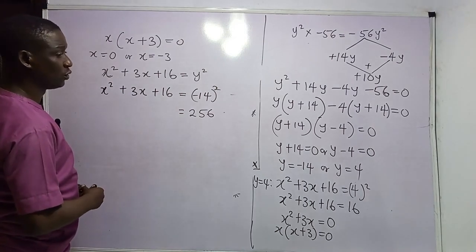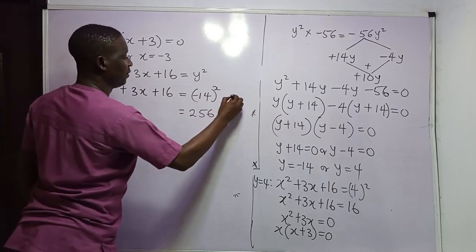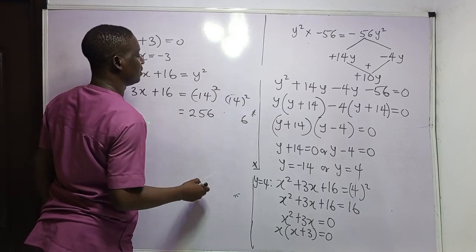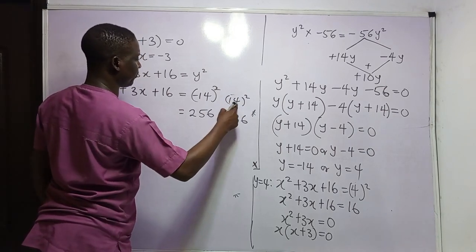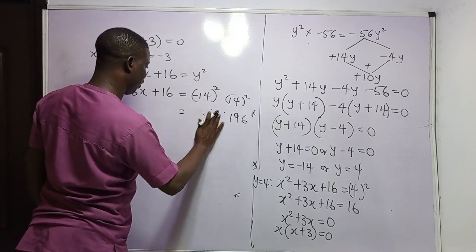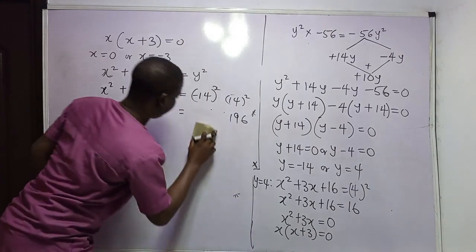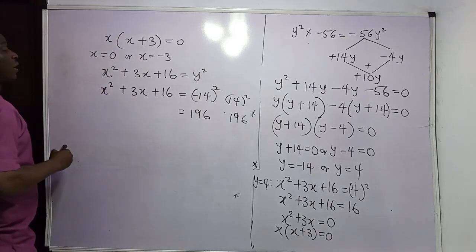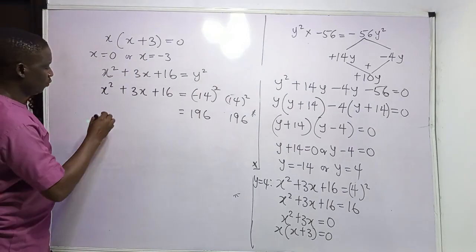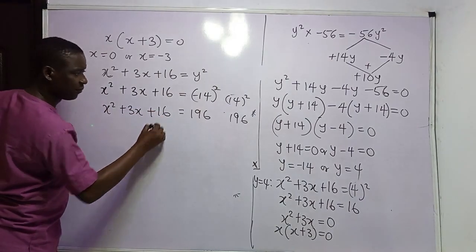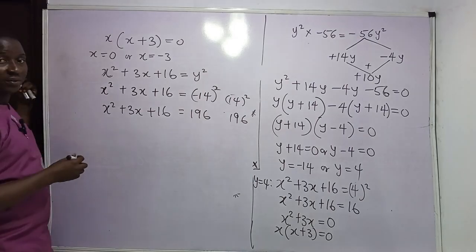Now, if you want to what? Sorry, let me see. 14 squared is what? Let's say 16. Then 4, 8 plus 1, 9. Sorry, 196. I'm sorry for that. It's 196. So now I would have x squared plus 3x plus 16 is equal to 196.